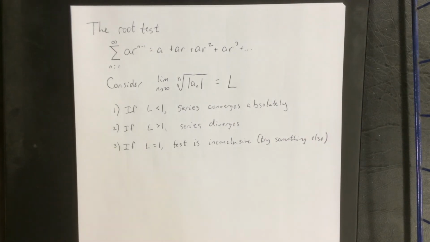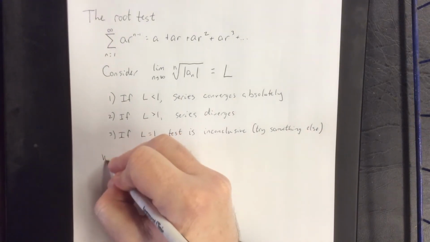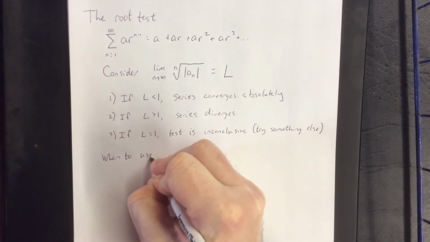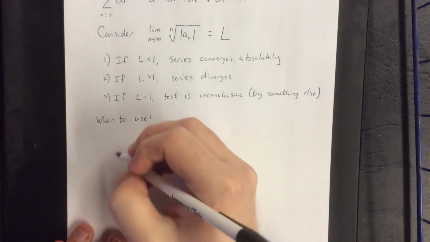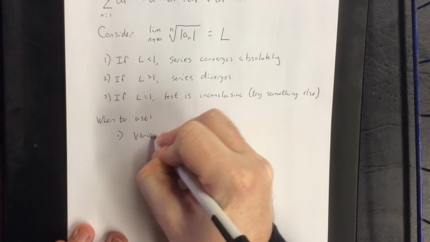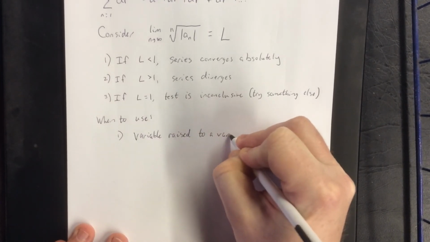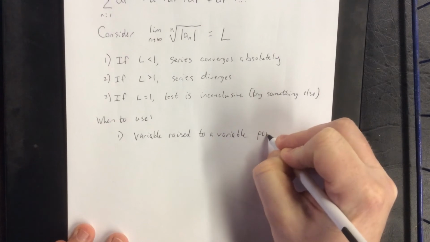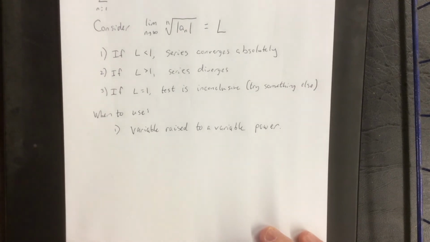Now, let's look at the times when the root test is actually useful. This is going to be the tough stuff. The root test is incredibly useful almost never. There are very specific situations where the root test is very useful. One point where it's very useful is when you have a variable raised to a variable power. Anytime you have a variable raised to a variable power, it is incredibly useful.